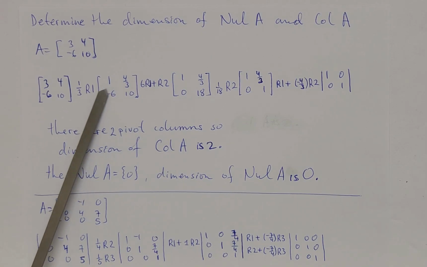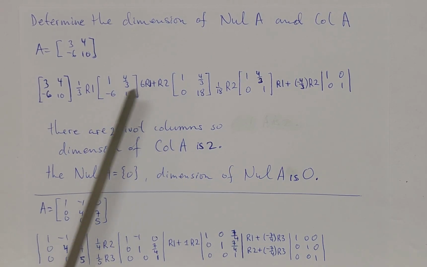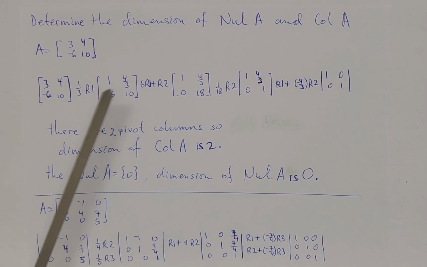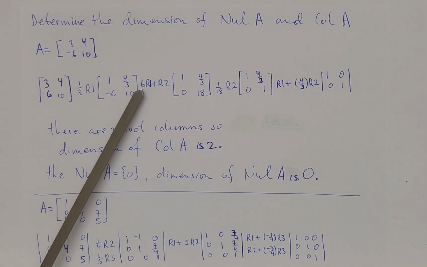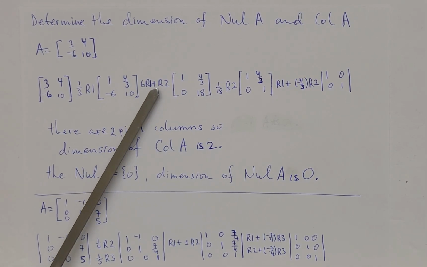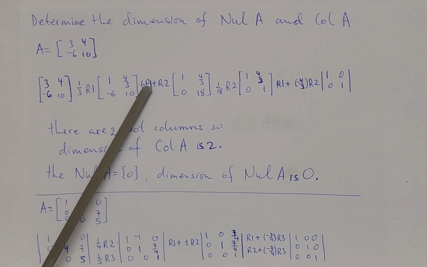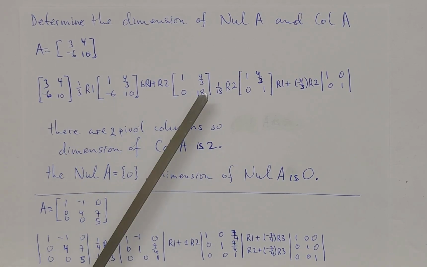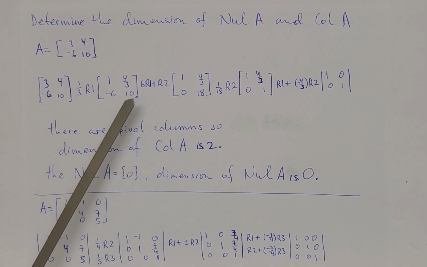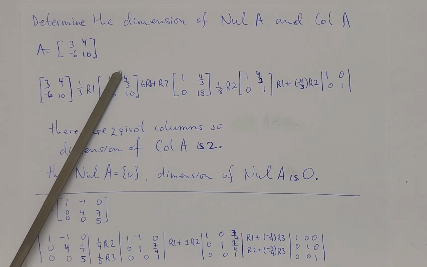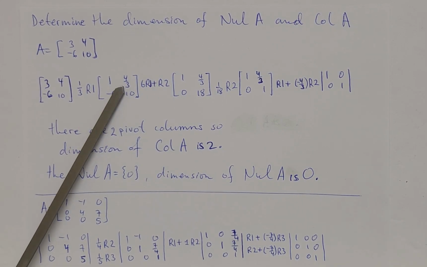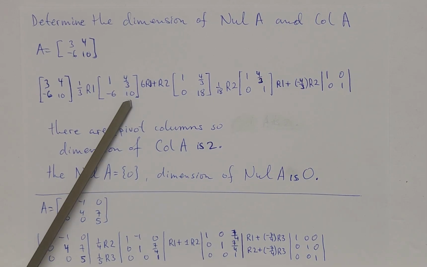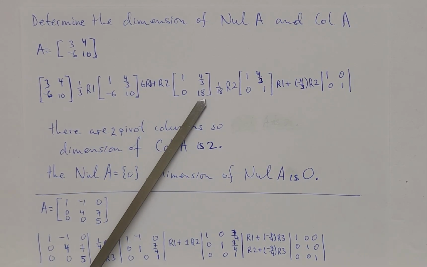Next, we need this -6 to be a 0. So the opposite of -6 will be +6. So 6 times row 1 plus row 2. So 6 times 1 is 6. 6 subtract 6 gives me this 0. 6 times 4 will be 24. 24 divided by 3 will give me 8. 8 plus 10 gives me 18.